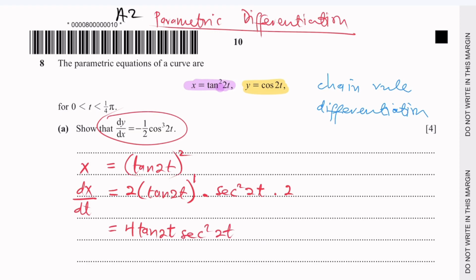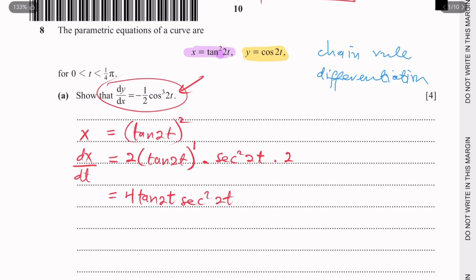Now, remember, this is where we are coming to. We are coming to a place where it has only cos. So you might want to simplify this, or you might want to keep it like this. Go and differentiate the y and see if it will simplify anything. But the truth is that the differential of the y will just give you negative sine 2t times 2. So let's do that and see if we can find a connection over there.